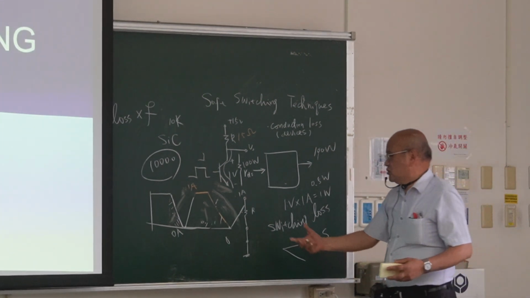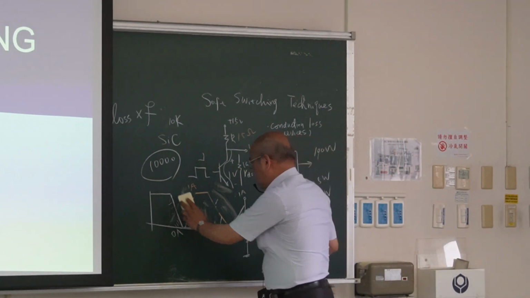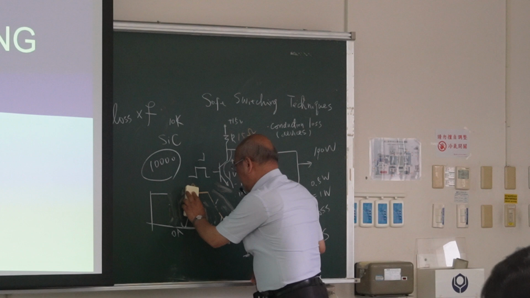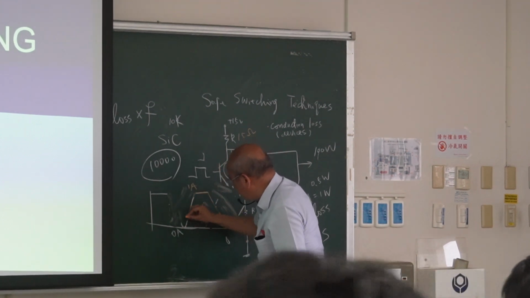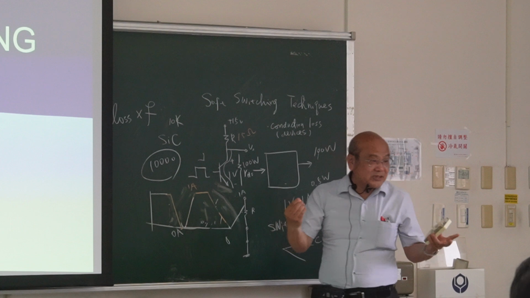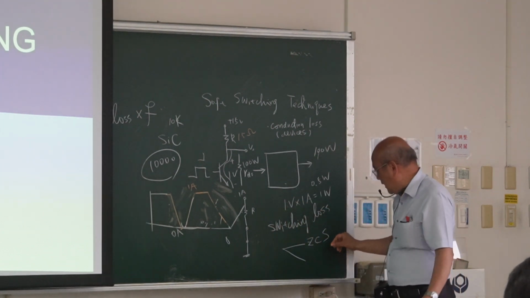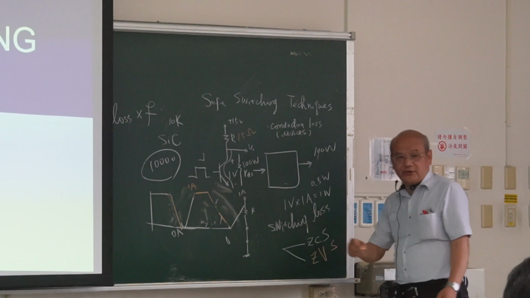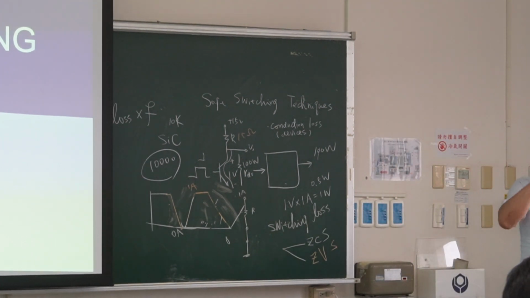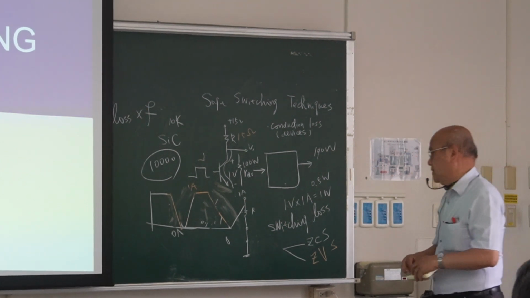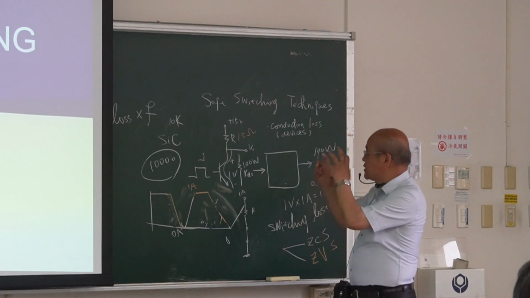Can you say if my current is here, if I turn on, my current is here, but my voltage is 0? Is it possible? Also possible. So we have 0 voltage switching. So two methods: 0 current switching and 0 voltage switching. Can you change your topology to create 0 voltage and 0 current? Yes, you can redesign your circuit. Then you can do this. So we call this soft switching.